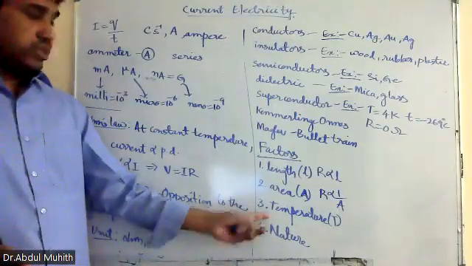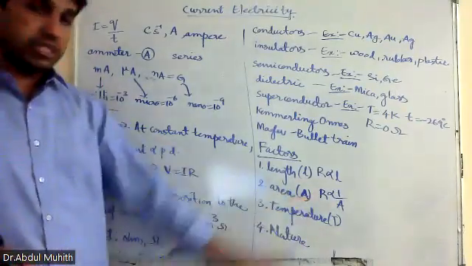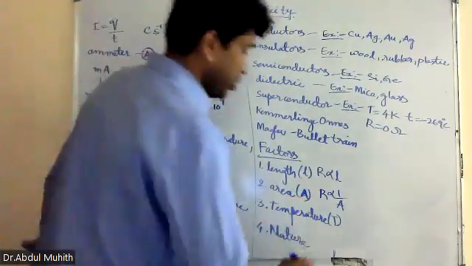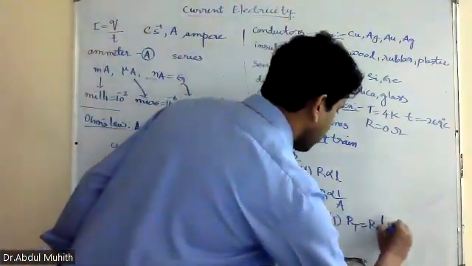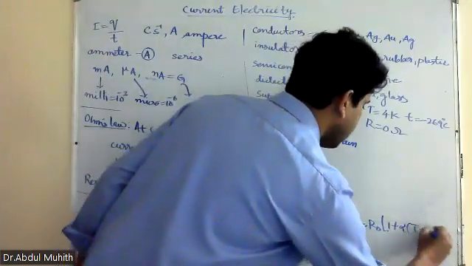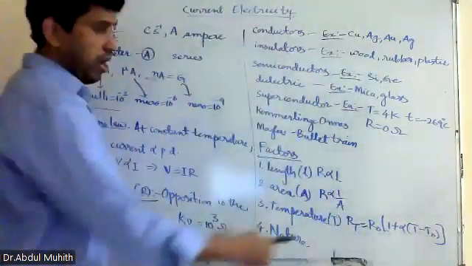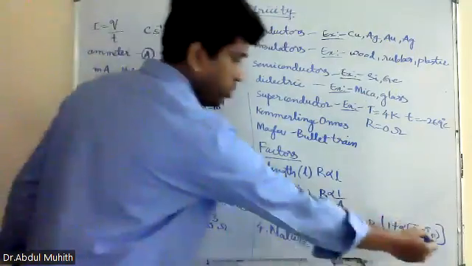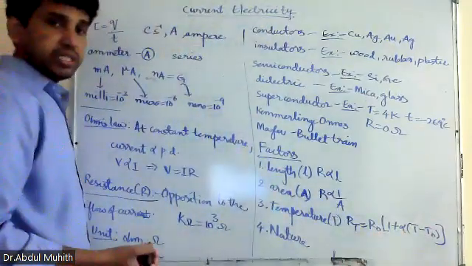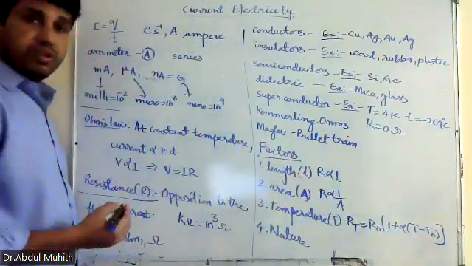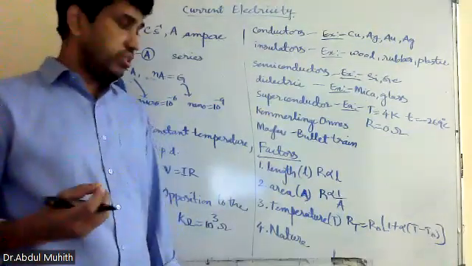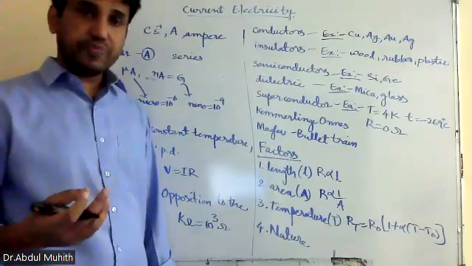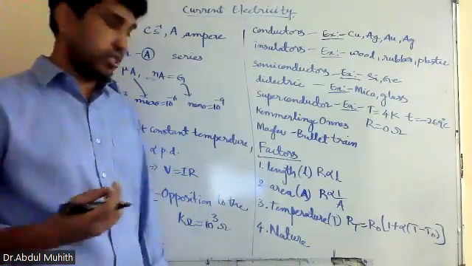Now, temperature. Resistance is dependent on temperature. RT is equal to what? R naught into 1 plus alpha times T minus T naught. This is the formula. Here, R naught is the resistance at temperature T0, and RT is the resistance at temperature T. And alpha is the temperature coefficient of resistance.